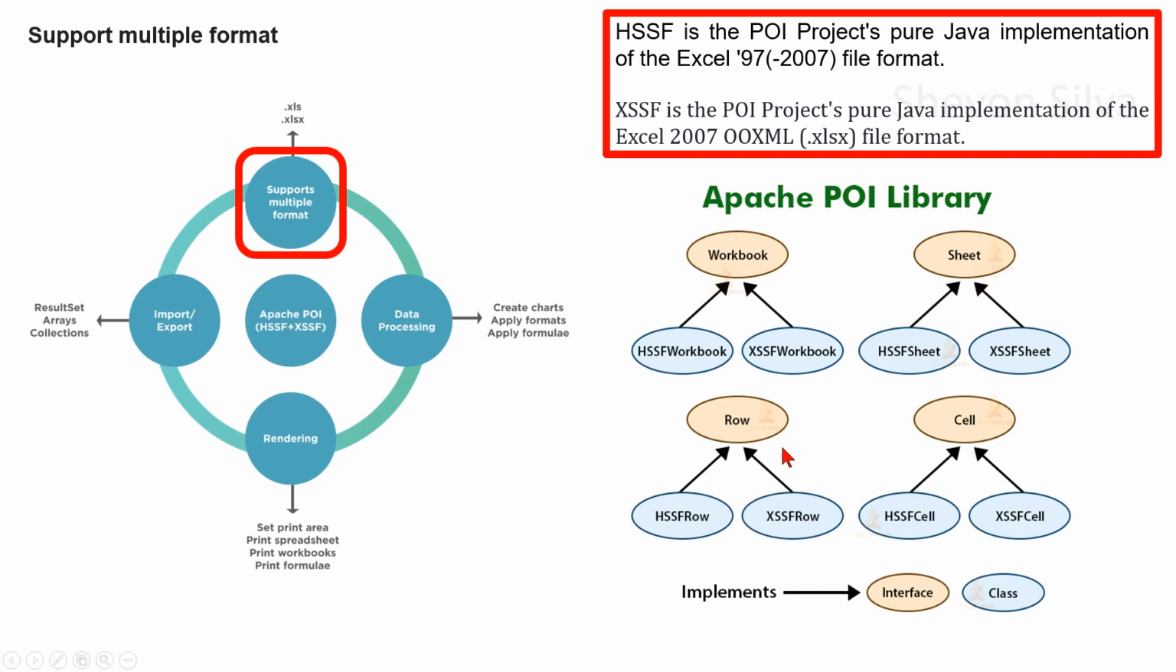Row is also an interface that represents the row of the spreadsheet. The Row interface extends java.lang.Iterable. There are two concrete classes, HSSFRow and XSSFRow. Cell is an interface. It is a high-level representation of a cell in a row of the spreadsheet. HSSFCell and XSSFCell implement the Cell interface.